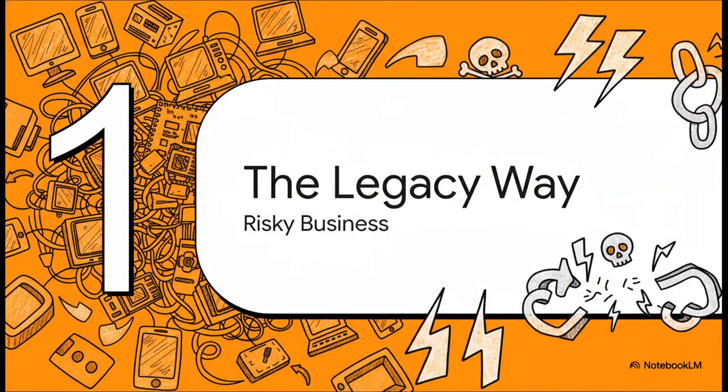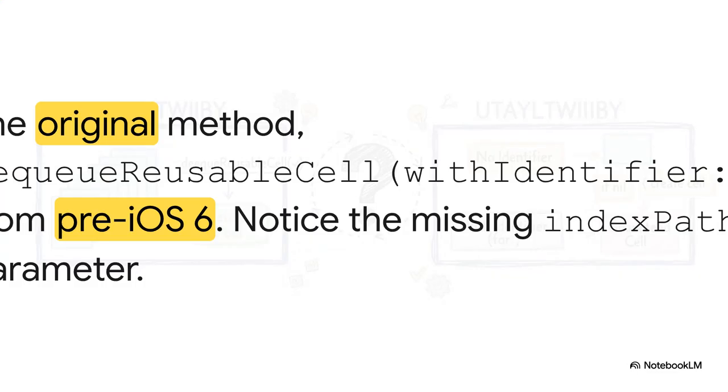Let's dig in. To really get why the new way is so much better, we have to travel back in time and look at the old way. This is the method that's been around forever, since the really early days of iOS. And look, it was fine back then, but for a modern app, it comes with some pretty serious risks. And here it is, in all its old school glory. The original dequeueReusableCell method just takes one thing, an identifier.